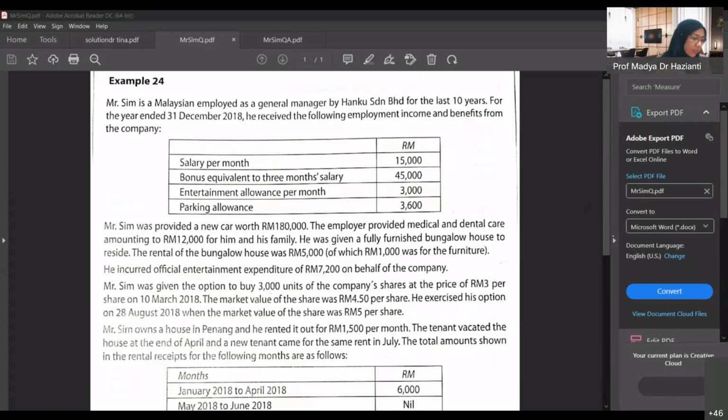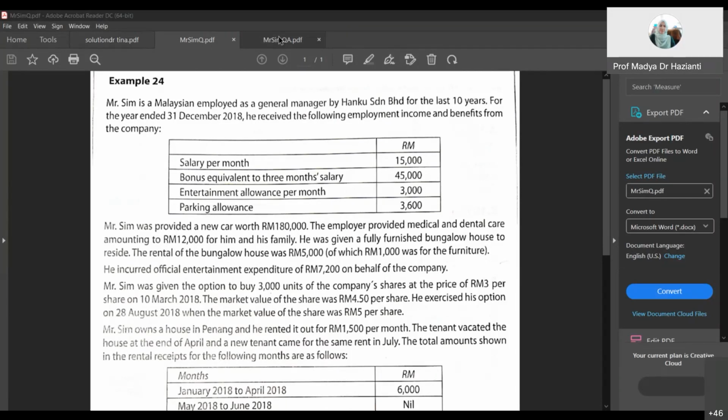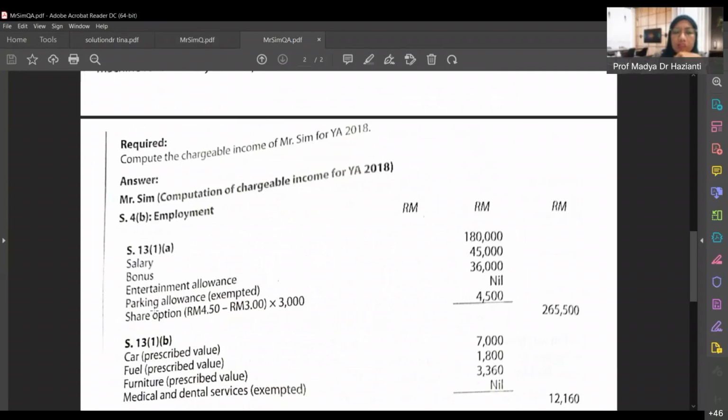Okay, 3,000. So kita ambil the lower lah. Lower would be 48,000 tu. I share with you the answer. One A, salary, bonus, entertainment allowance exempted, share option dia 4,500.